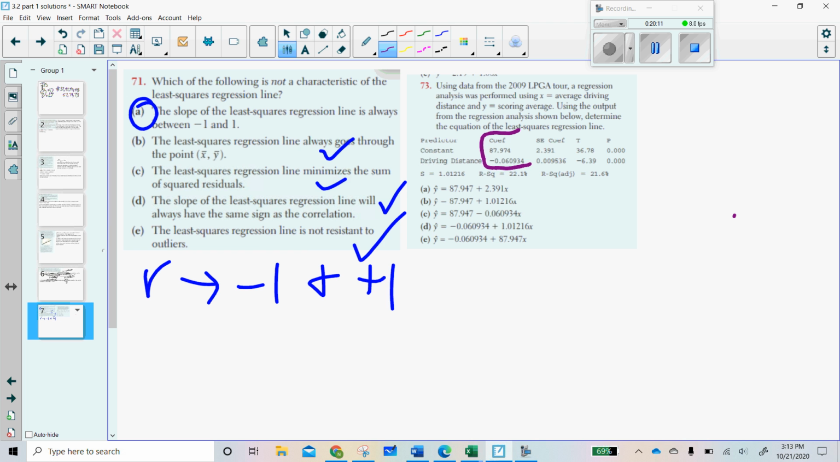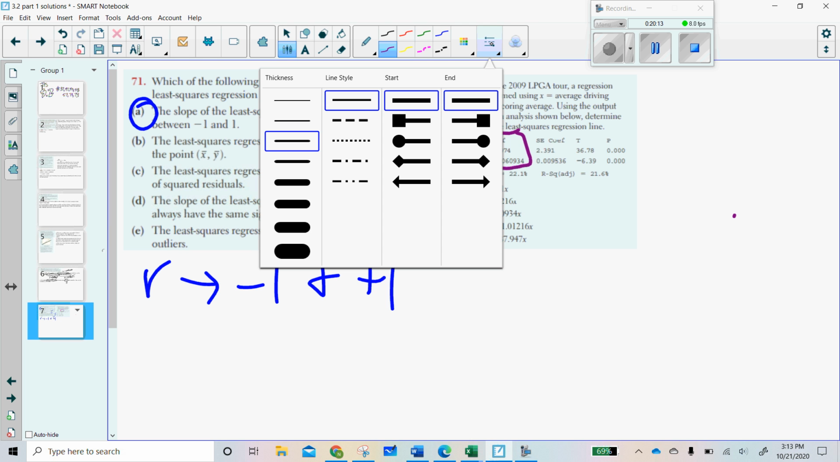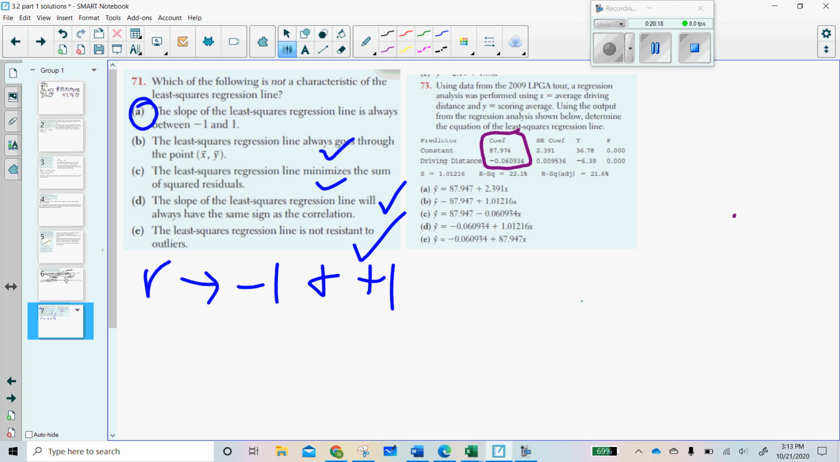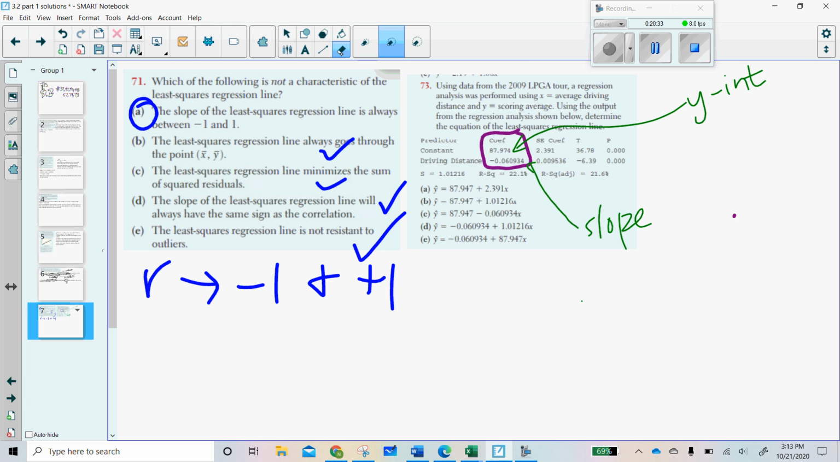Really, all I care about with the equation of the line is those two guys right there. Specifically, the one next to constant is always going to be the y-intercept, which makes sense to me because that's a constant. It's not multiplied by anything. And this one is going to be your slope. You do need to know how to read one of these Minitab outputs for the test. So make sure you know that's the y-intercept and that's the slope. And it looks like the one that matches that is C. There you go.